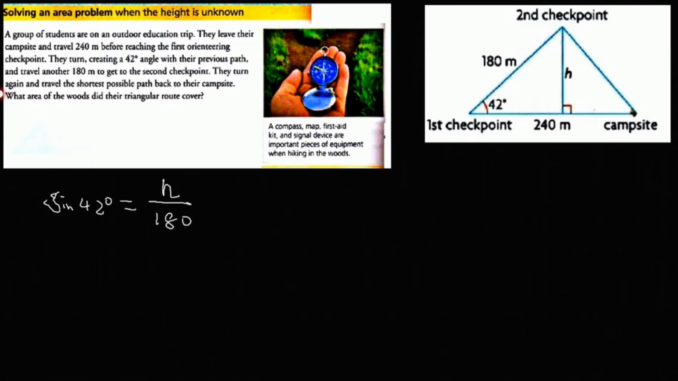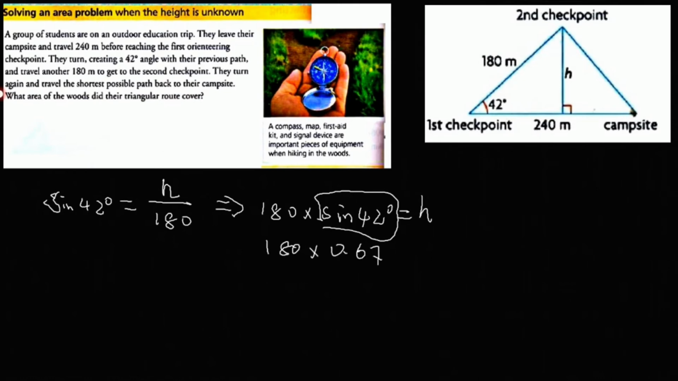over 180, right? This is the opposite side, this is the hypotenuse, and both sides are in meters. Both sides multiply by 180. So 180 times sine 42 degrees equals h. Sine 42 equals 0.67, so 180 times 0.67 equals h. So h equals 120.4 meters. Okay, we know the h.